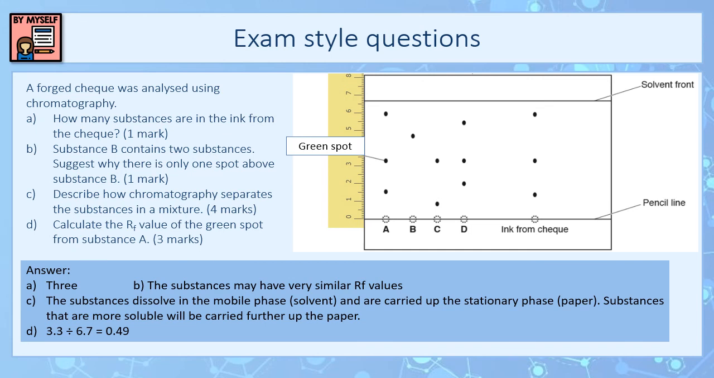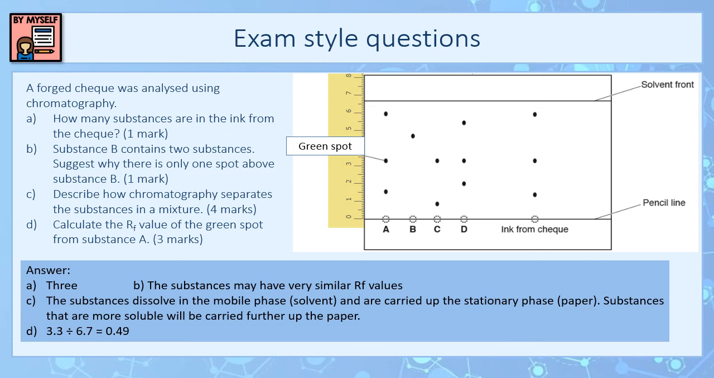Part C, describe how chromatography separates the substances in a mixture. Now this is worth 4 marks, so we're going to need to use some key terms here. The substances dissolve in that mobile phase, remember that's the solvent, usually water, and they get carried up through the stationary phase, which is the paper. Substances that are more soluble will be able to be dissolved in the mobile phase for longer and be carried further up the paper before they can no longer dissolve in the solvent.